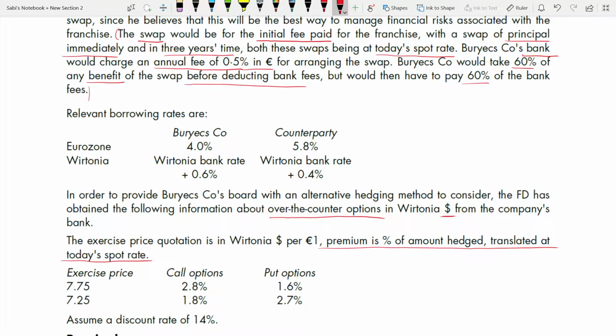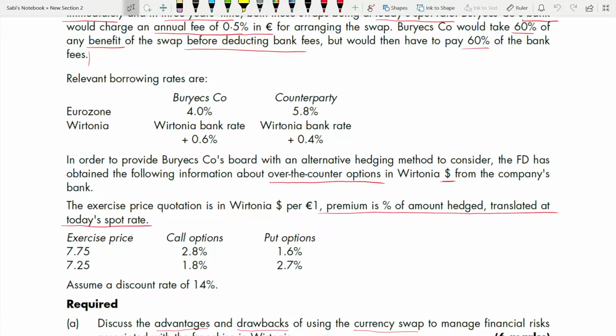And you have been given two exercise prices. And mind you, you have to use both the exercise prices and see whether you are exercising the option or not. Assume a discount rate of 14%. The discount rate has been given to you because you need to discount. You have to find the net present value. You have to discount for that.